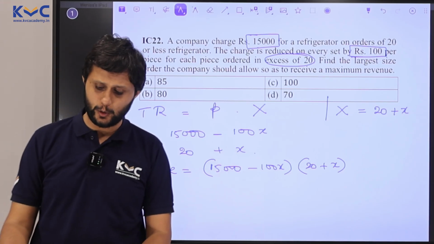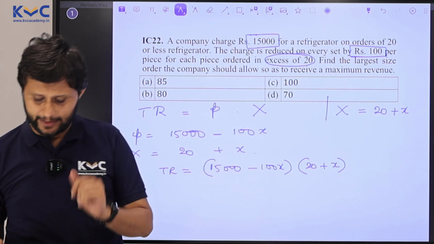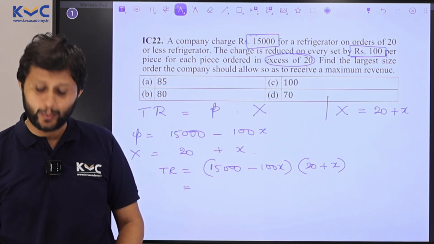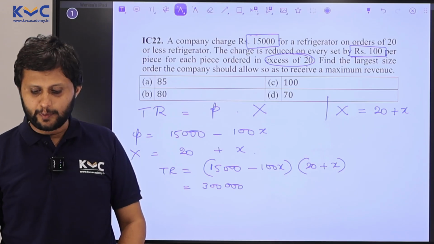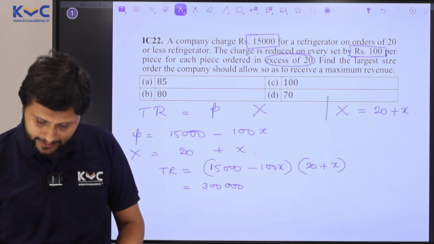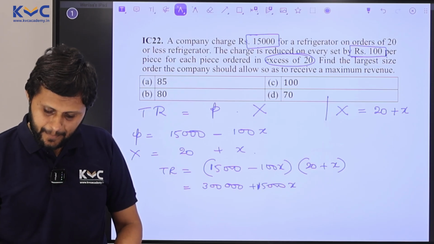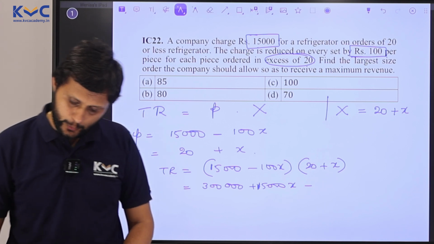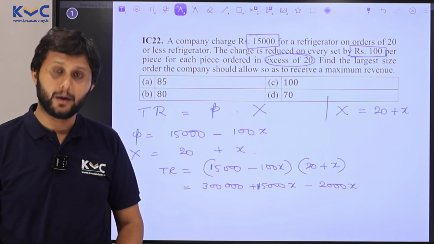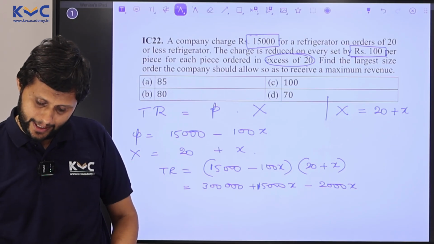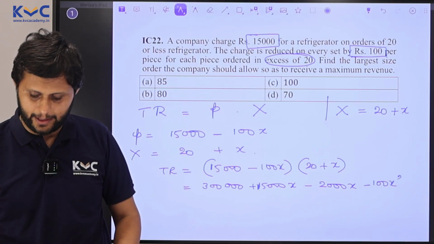This is my total revenue. I can easily open the bracket: first into first, first into second, second into first, second into second. So we have 15 into 20, 300 followed by 3 zeros. 15,000 into x, we have plus 15,000x, minus 100 into 2, 200, 2000, 2000x. Okay, and we have minus 100 into x, minus 100x into x, minus 100x square.